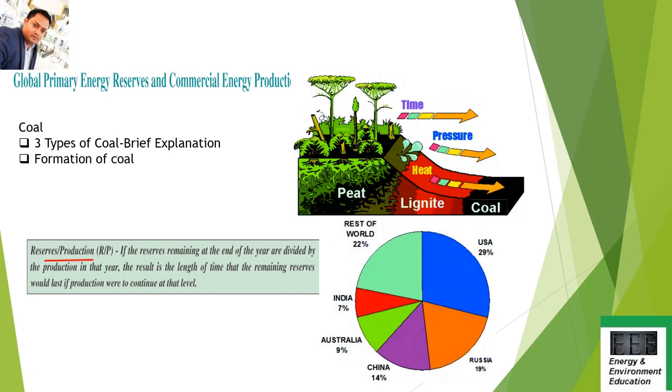Similarly, the global primary energy reserves and commercial energy production. Now this part of the chapter, friends, is basically about coal. In case of coal, three types of coals are there. So it is very important for you to understand the names of the three types of coals and briefly explain all of them. I'm not going to explain here right now, but these types of questions can come in the examination. Earlier also it has come, like please briefly explain the different types of coals. Those types of questions are really important for you to understand and can come in the examination. Also, the formation of coal, how the coal is formed.